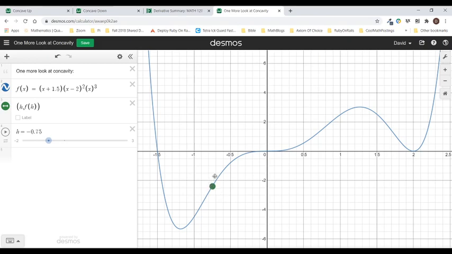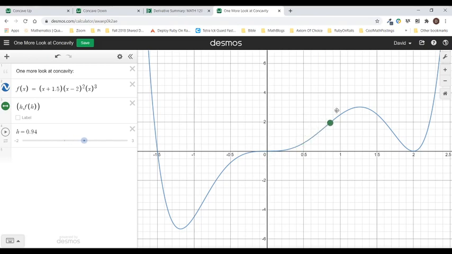Let's go to another interesting point. How about right there? Right there, the function value is 0 because the height is 0. The first derivative value there is 0 because the graph is not going up or going down at that point. The second derivative value there is 0 because it's not opening up or opening down at that point.